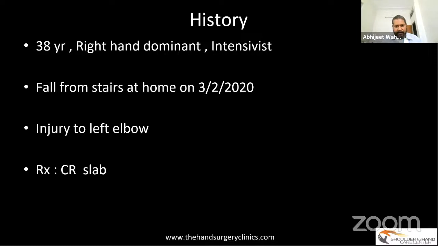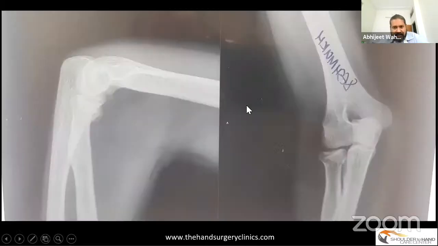So let us begin with a case in point. This is a young gentleman who had a history of fall. Are you able to see all these X-rays here clearly? He had a history of fall, approximately 7 years ago, and he was seen elsewhere, and this is the injury he had. Can someone please read the X-ray and tell me what's going on, please?